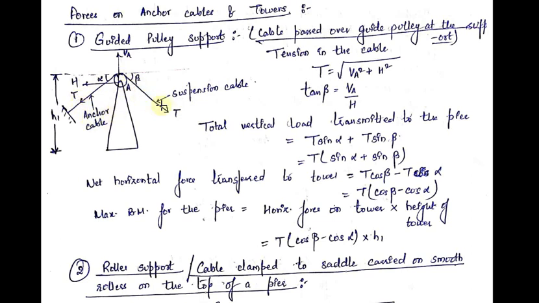Suppose this suspension cable is making an angle of beta with the horizontal, and this anchor cable is making an angle of alpha with the horizontal. Now we know that the value of the tension is equal to the square root of VA square plus H square. In the previous lectures, we found that tension in the cable is equal to the square root of VA square or VB square plus H square, and tan beta is equal to VA upon H.